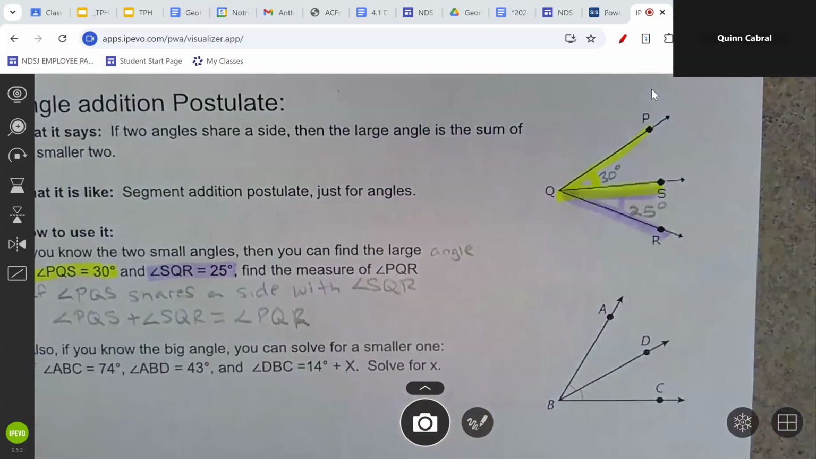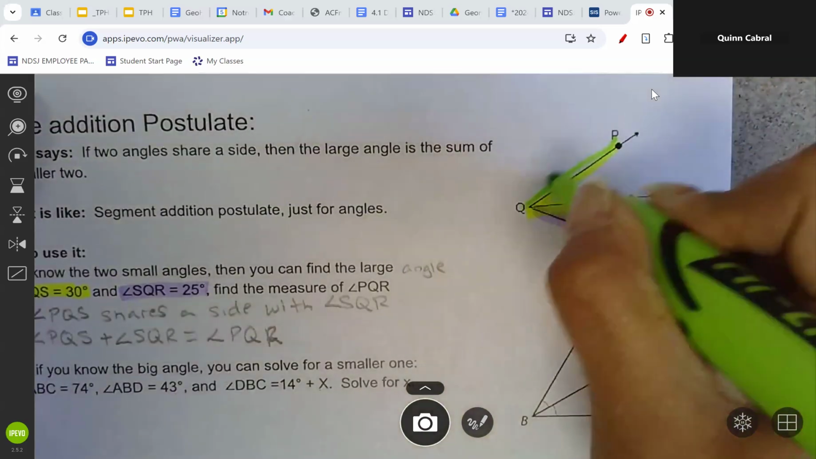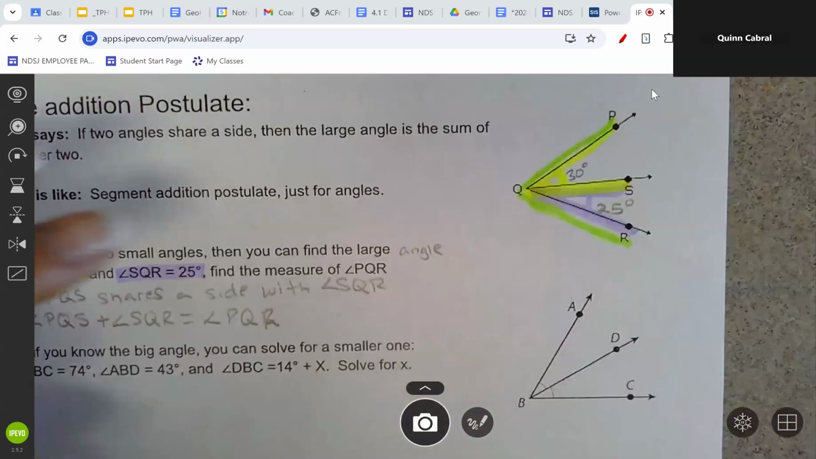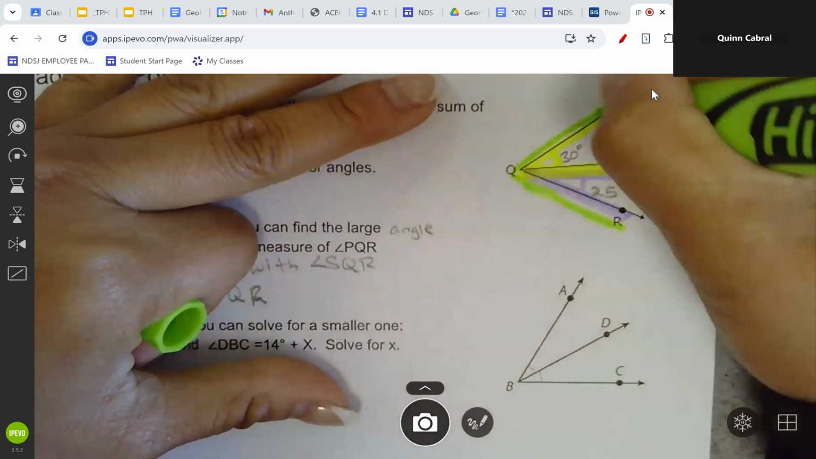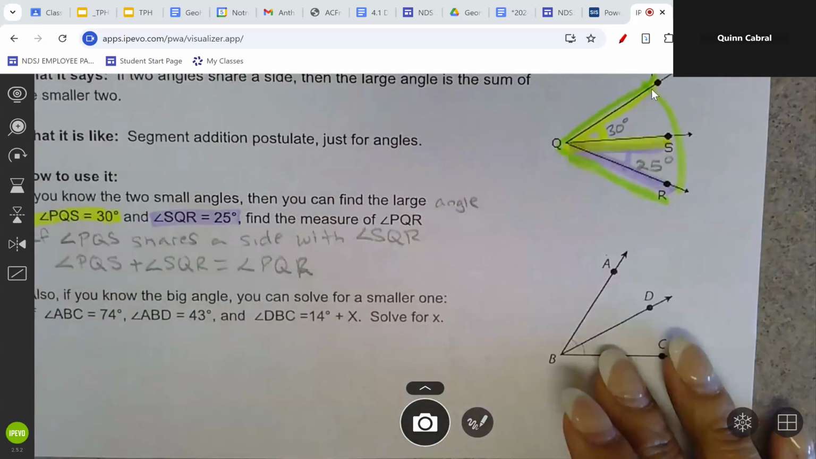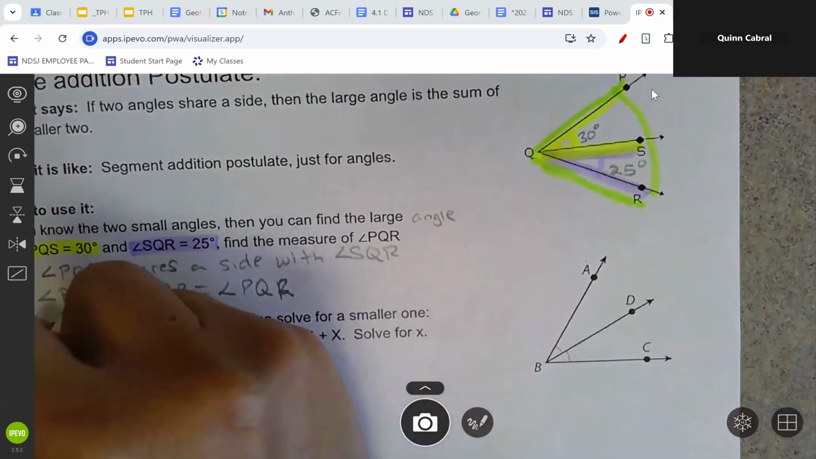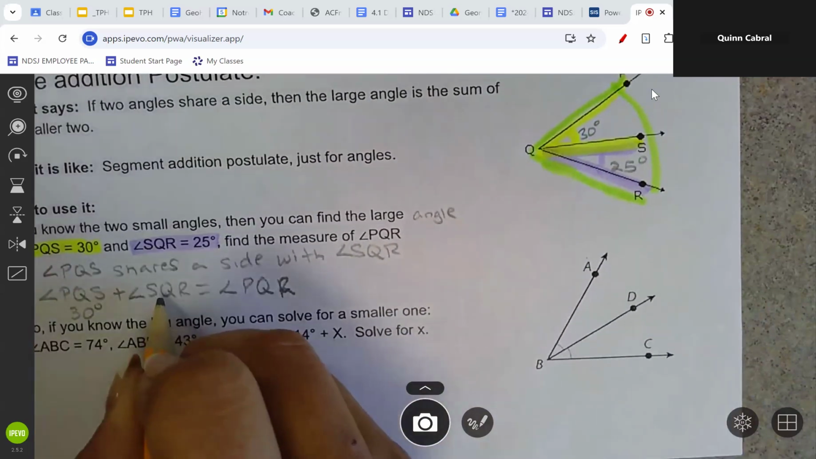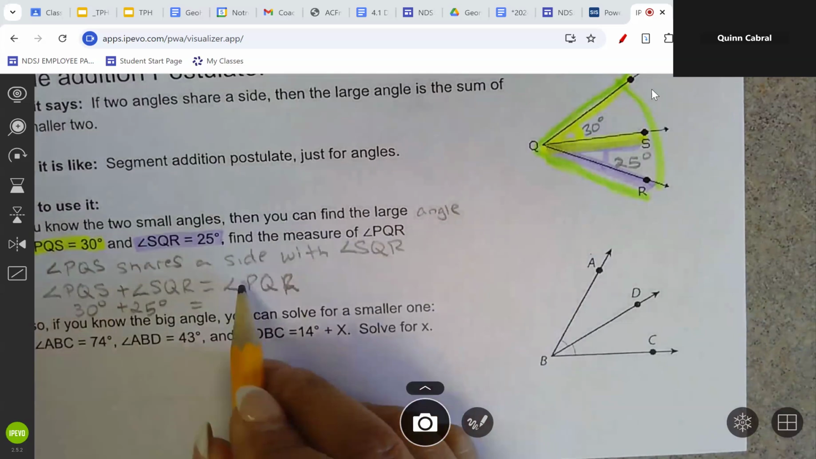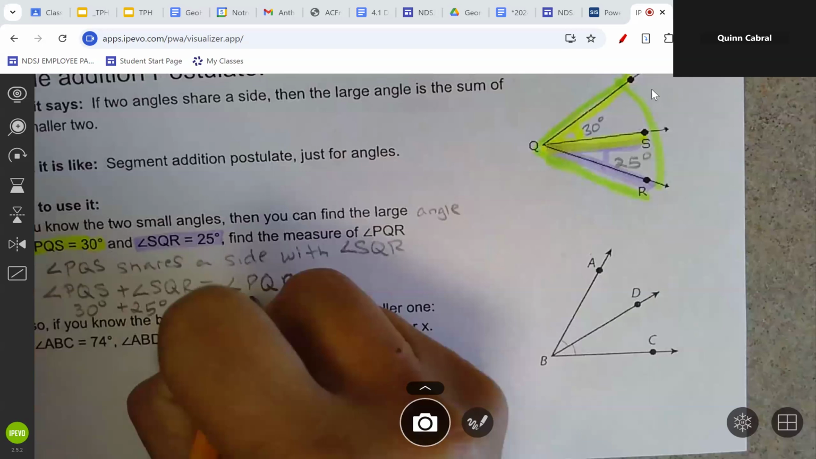So then measure PQR is going to be, if you add those two together, so PQR is just adding the 30 and the 25 degrees. So the green represents the whole entire thing. So let's look at that back into our equation. We know PQS is 30 degrees. Angle SQR is 25 degrees. So that must mean that the angle PQR is 30 plus 25, which is 55 degrees.